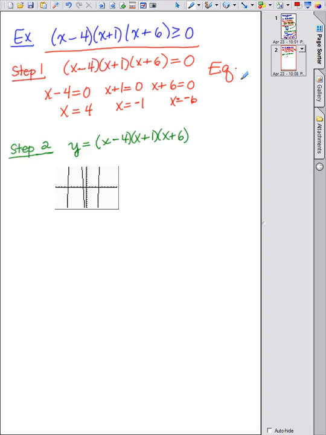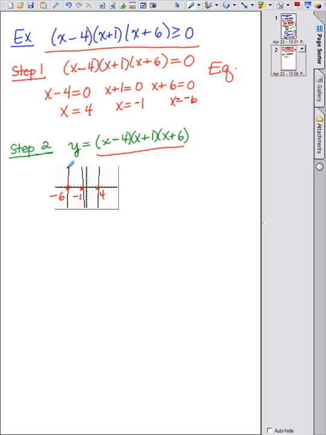Now we're going to graph y is equal to x minus 4 times x plus 1 times x plus 6. I have this graph already drawn here. All I did is on the calculator input this equation in y equals and press graph. Notice that the x-intercepts correspond to those solutions. That is negative 6, negative 1, and then the last one over here is 4. Let me make it look a little bit neater.